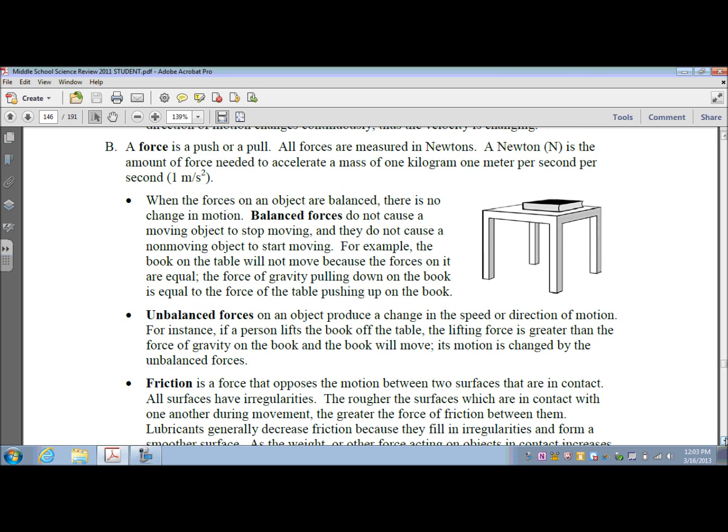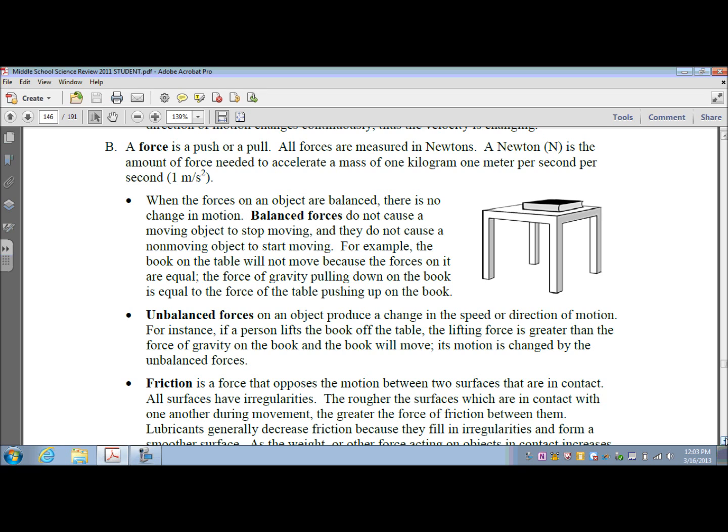Section B. A force is a push or a pull. All forces are measured in newtons. A newton is the amount of force needed to accelerate a mass of 1 kilogram, 1 meter per second, so 1 meter per second squared.